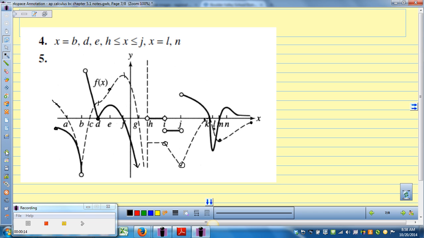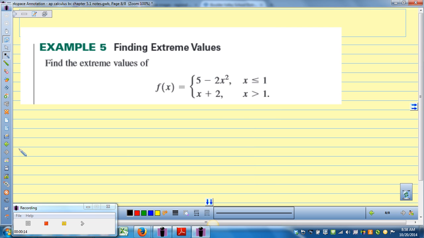All right. Now, before we leave, I want to do one problem, finding the extrema analytically. That is without a graph, sometimes without a calculator. We need to be able to do that. So, finding extreme values, that means we're looking for absolute and local maxes and mins.